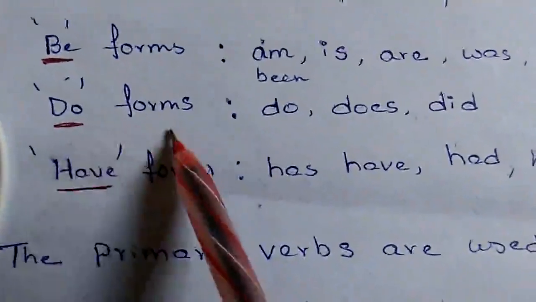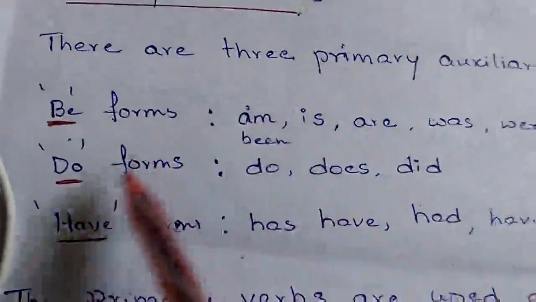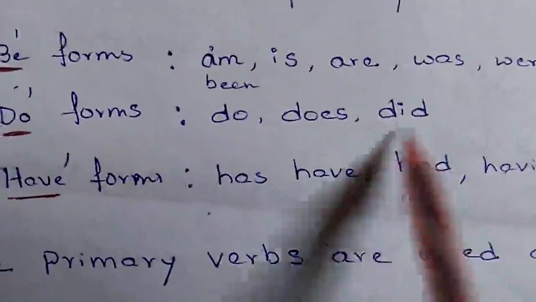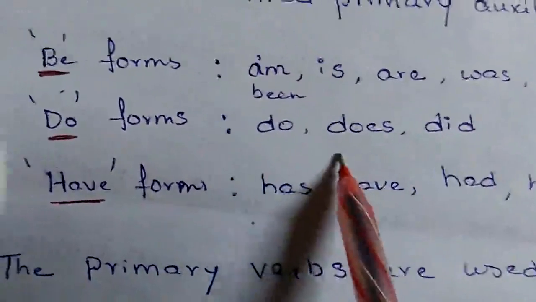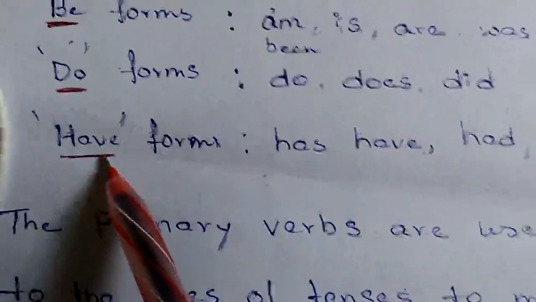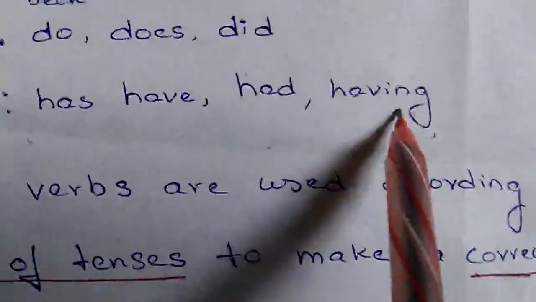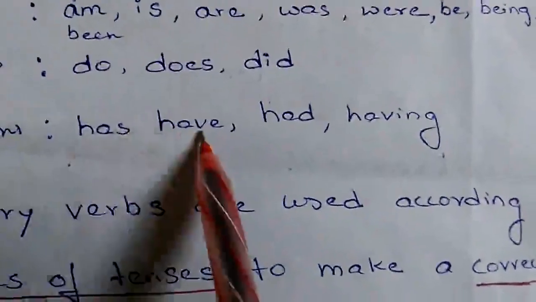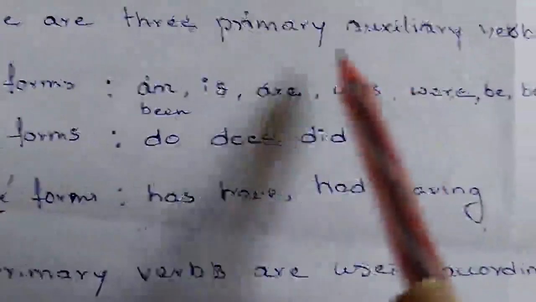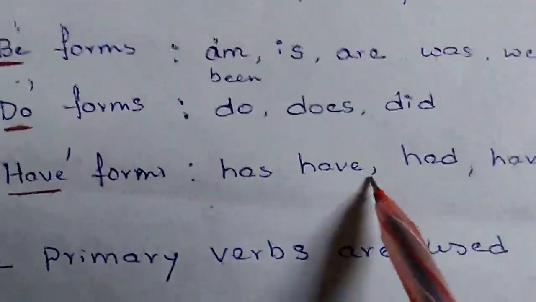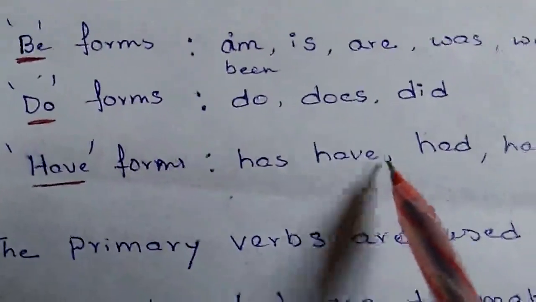See, do forms. We have another type of primary auxiliaries, those are do forms: do, does, did. These three words are called do forms. Now we have one more type of primary auxiliaries, have forms: has, have, had, having.